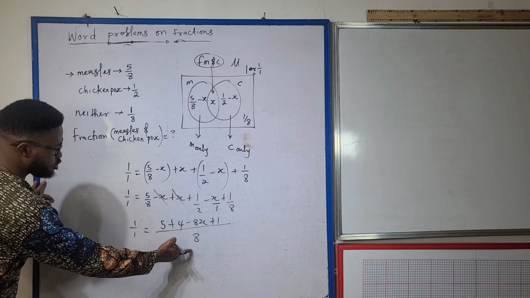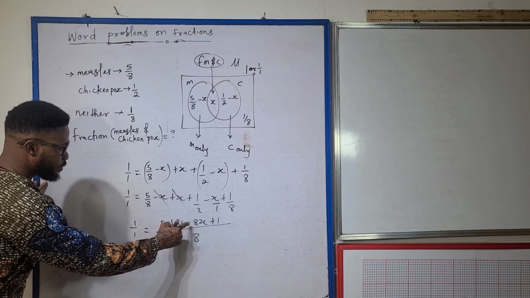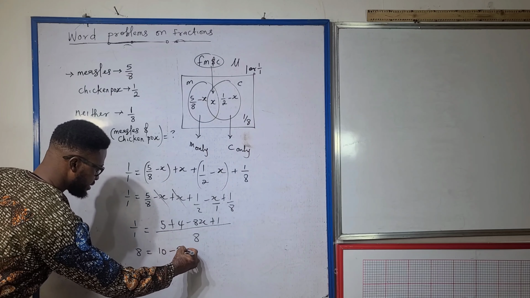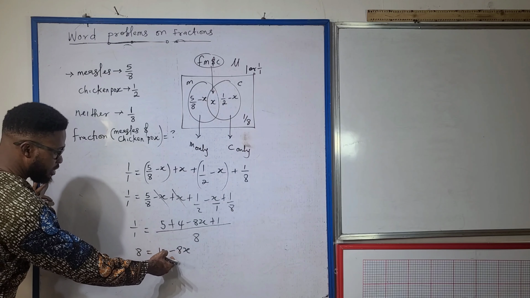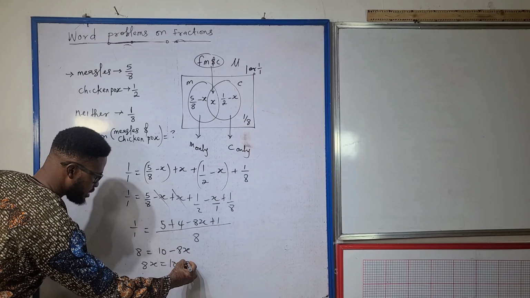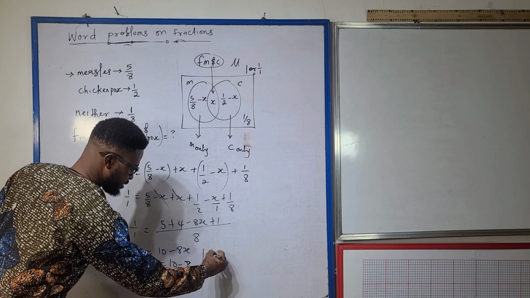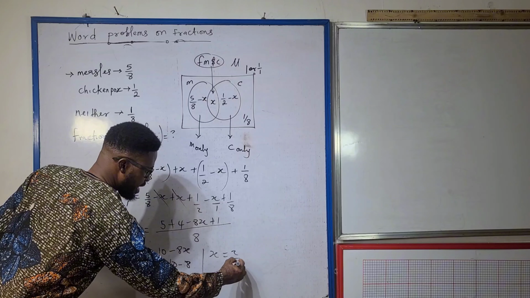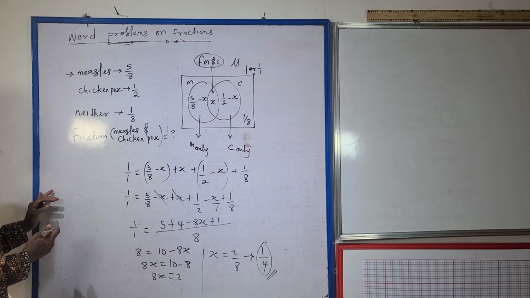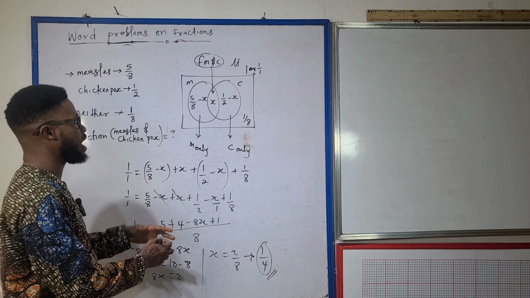So what that invariably means is 8 is going to come here. 8 equals 5 plus 4 plus 1, that is 10, minus 8x. So if minus 8x comes here, it becomes 8x. Then 10, if 8 moves here, it becomes minus 8. So 8x equals 2. Therefore, x equals 2 over 8, which equals 1 over 4. This is our answer. So the fraction of those who had both measles and chicken pox is 1 over 4.